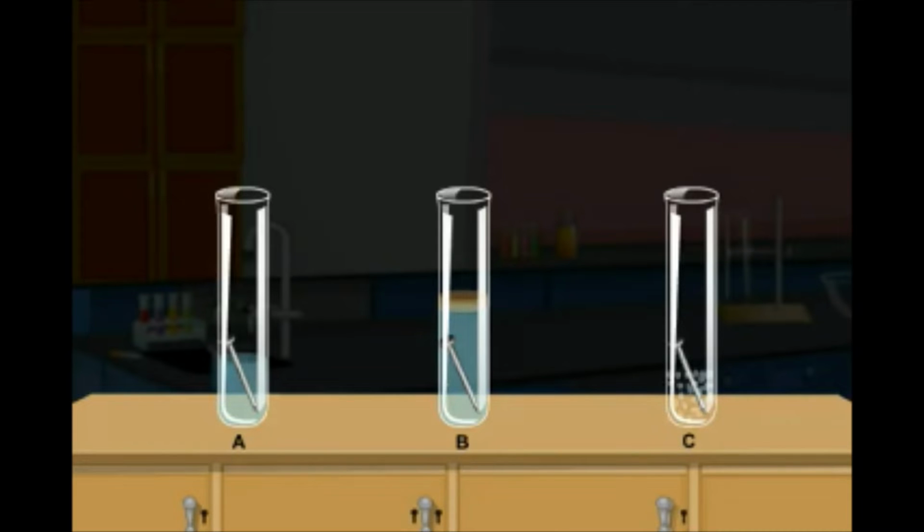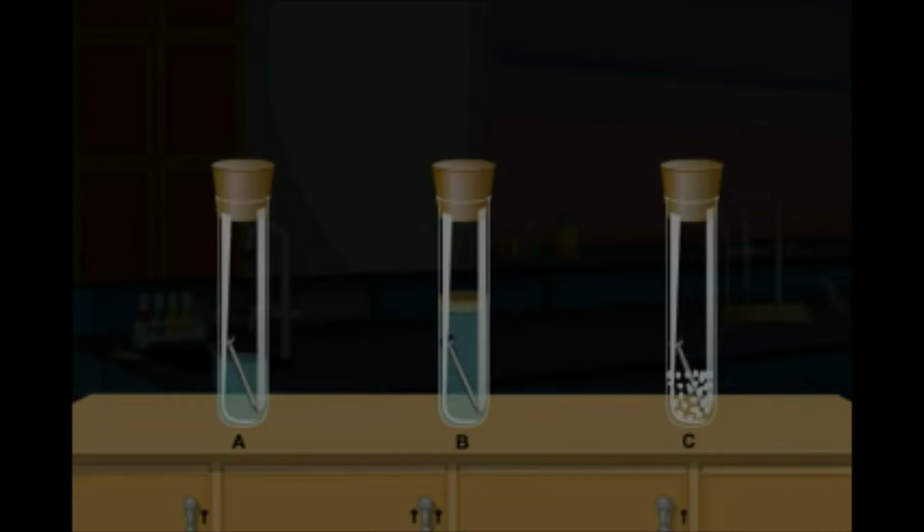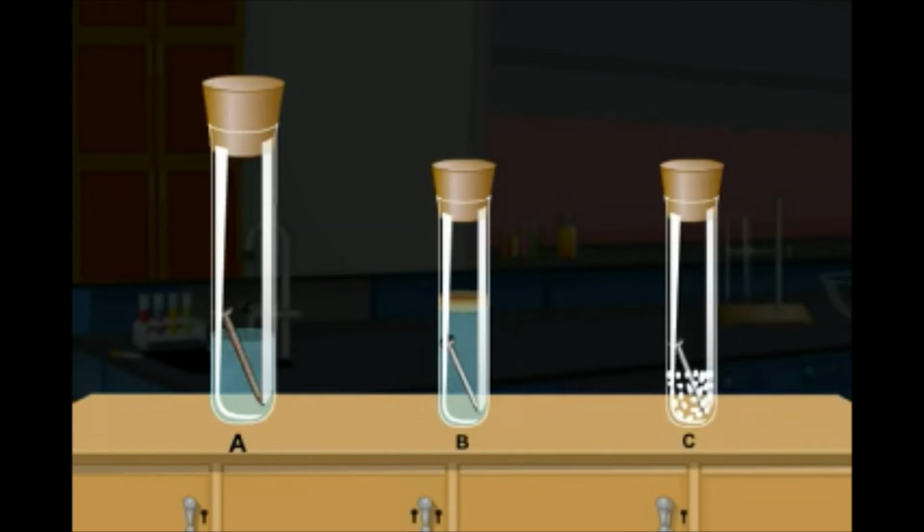Now add anhydrous calcium chloride to test tube C. Anhydrous calcium chloride will absorb all the moisture present in the test tube. After this, close the 3 test tubes with the help of rubber corks and leave these test tubes undisturbed for a few days.